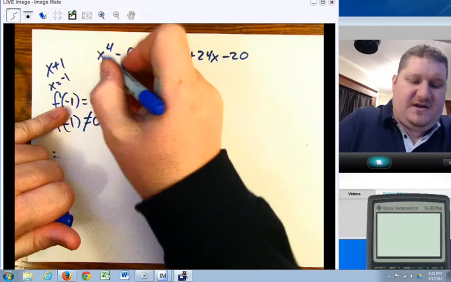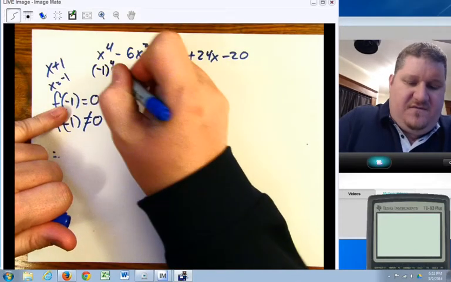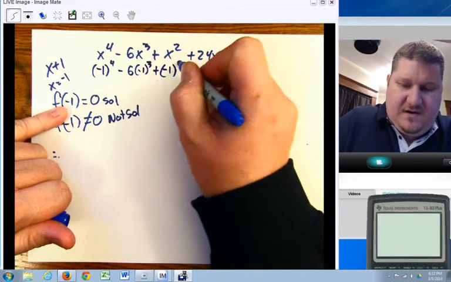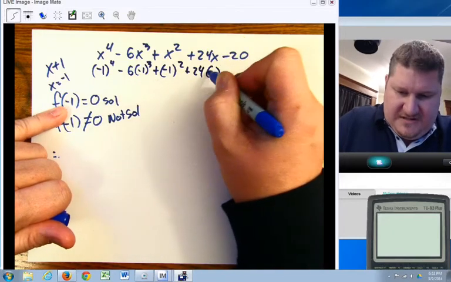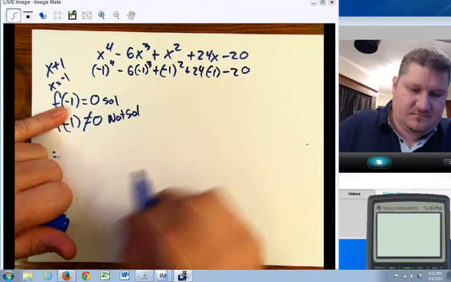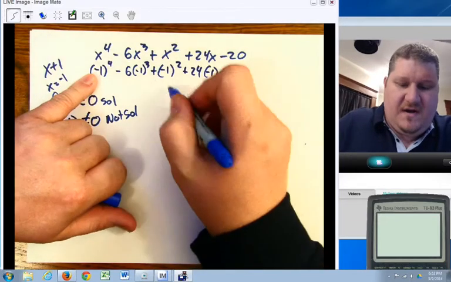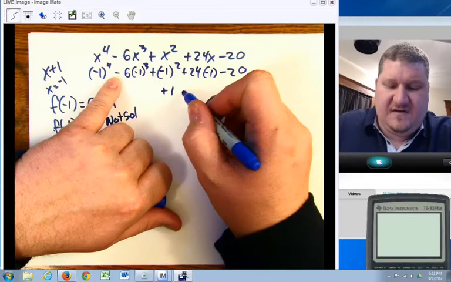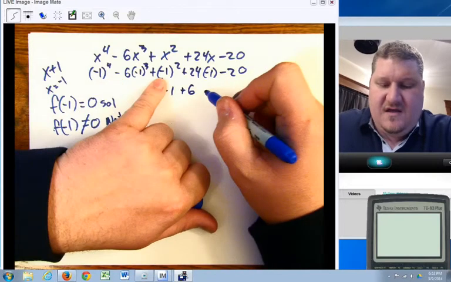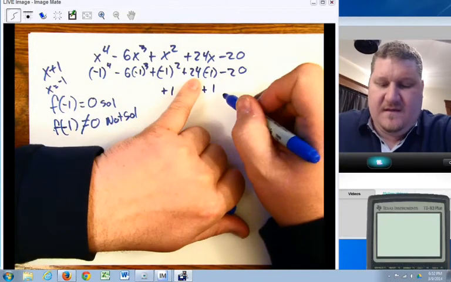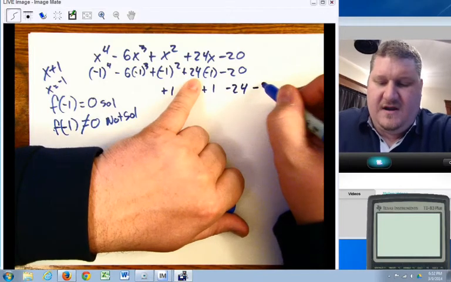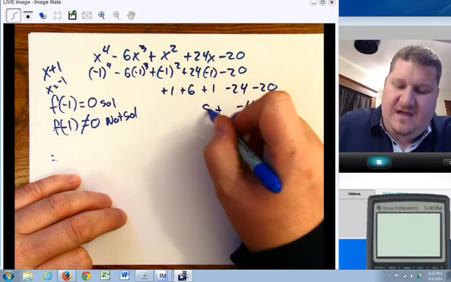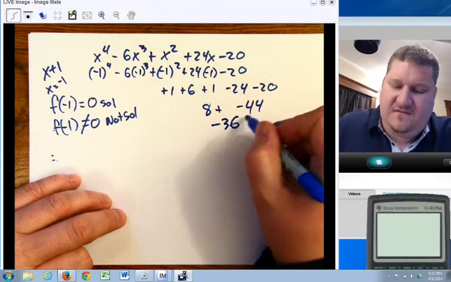If I plug in negative 1 to the fourth minus 6 times negative 1 cubed plus negative 1 squared plus 24 times negative 1 minus 20. That's going to go away and become positive 1. This will stay negative, but negative times a negative is a plus 6. That's going to be a plus 1. This is going to be a negative 24 and a negative 20. That's negative 44 plus 8. Negative 44 plus 8 is negative 36.